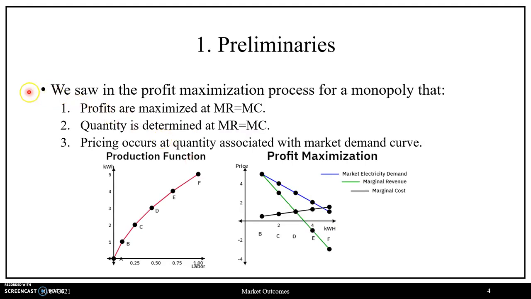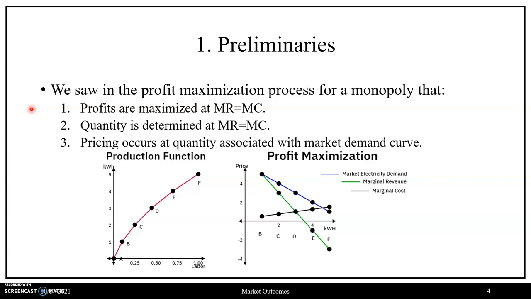Where in regards to our preliminaries, we saw that in the profit maximization process for monopoly that profits are maximized when marginal revenue is equal to marginal cost, where at this point, when the monopolist decides to produce an additional amount of a good or service, the amount of additional money flowing into the company is equal to that of the additional money flowing out of the company, such that if they were to decide to produce an additional unit of the good or service in question, they would begin to lose money, whereas if they decided to scale back production by 1 unit, they would see that they would have room to generate more money.